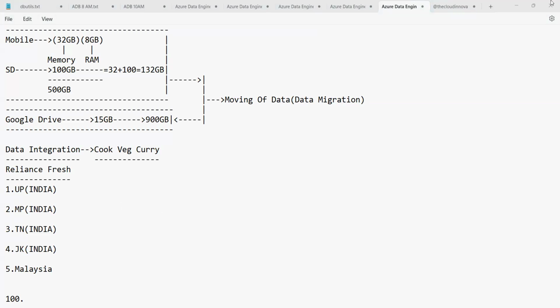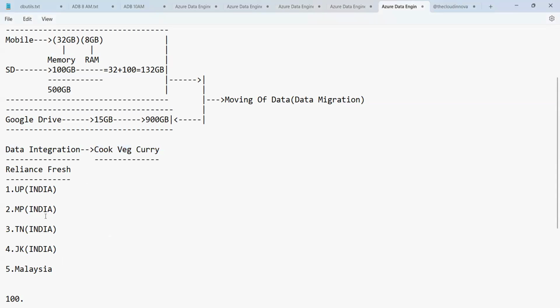Everyone, my question is, after going to the Reliance Fresh supermarket, are you going to buy all the 100 vegetables available in the supermarket, or only those vegetables which are required for cooking your curry? Please tell me, everyone. Yes, only those vegetables which are required.